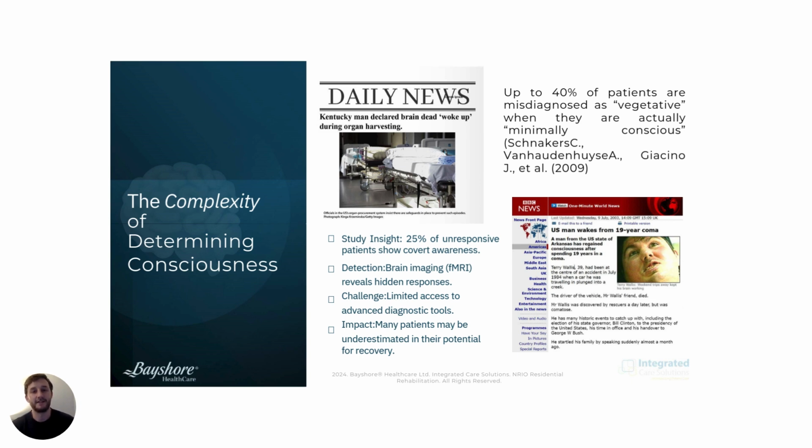There was a story that they actually talked about. There was a man in Kentucky that got pronounced brain dead, and when they started to try to remove his organs, he actually woke up. So it's definitely important that everything is concrete and that all the notes are detailed and the patient is assessed successfully.